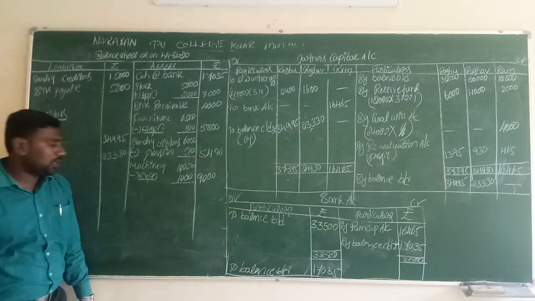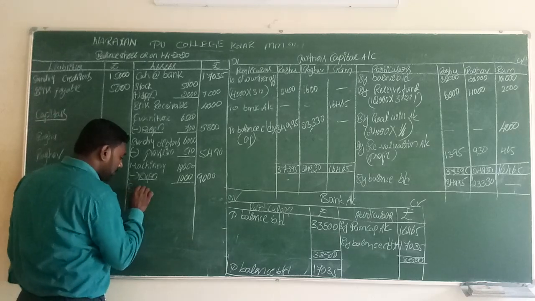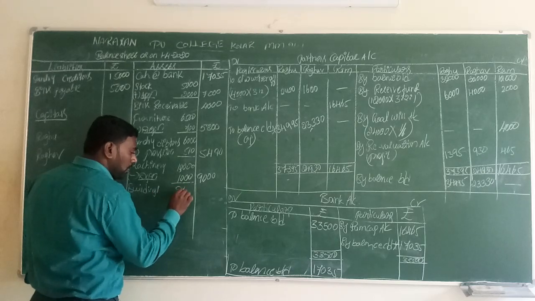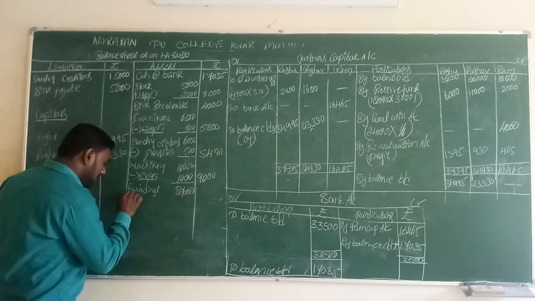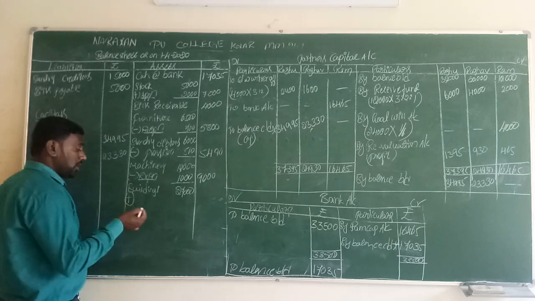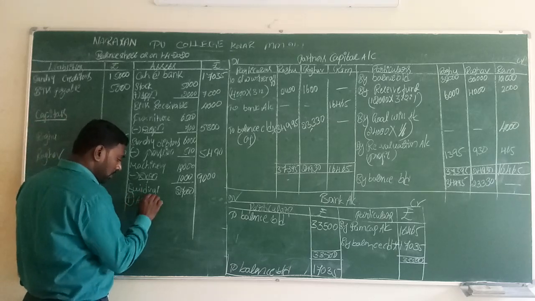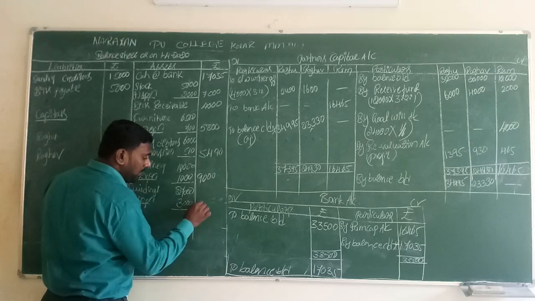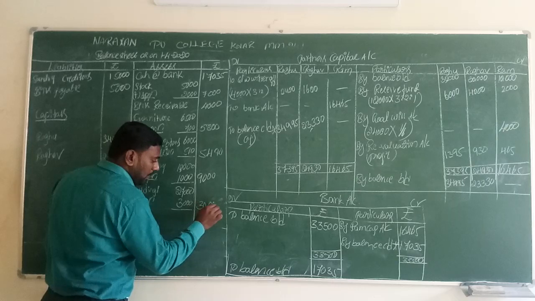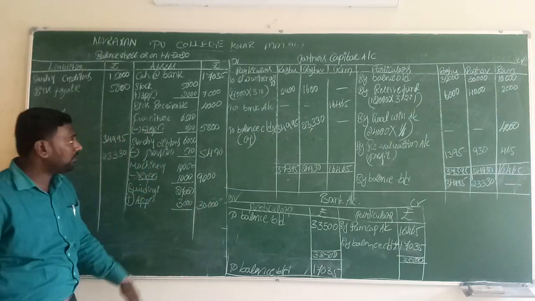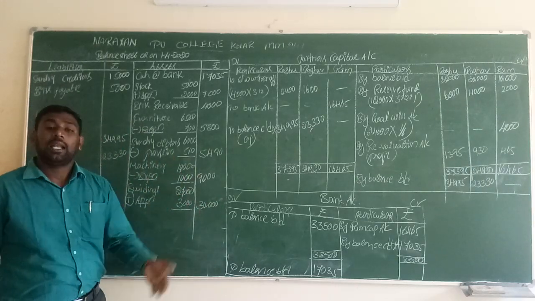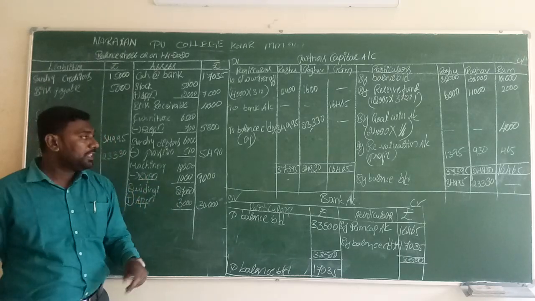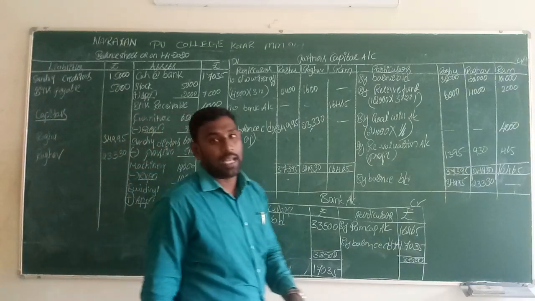And the last item is buildings. The value of buildings is 27,000. For this, there is an adjustment, that is appreciation, and the appreciation value is 3,000. 27 plus 3, you will get 30,000. All the formalities of the old balance sheet will come here. Let's come to the adjustments. Each adjustment we should record twice, then only we will get the balance of the balance sheet.